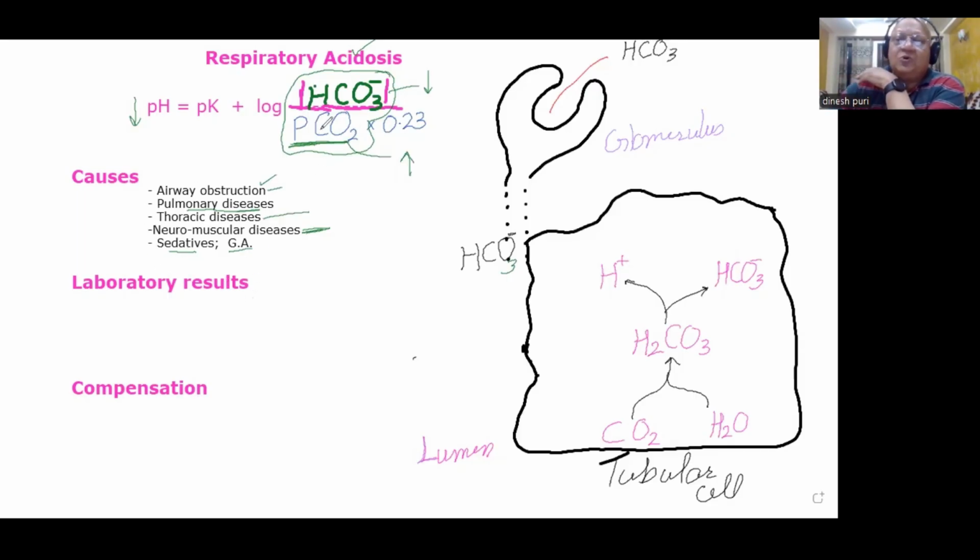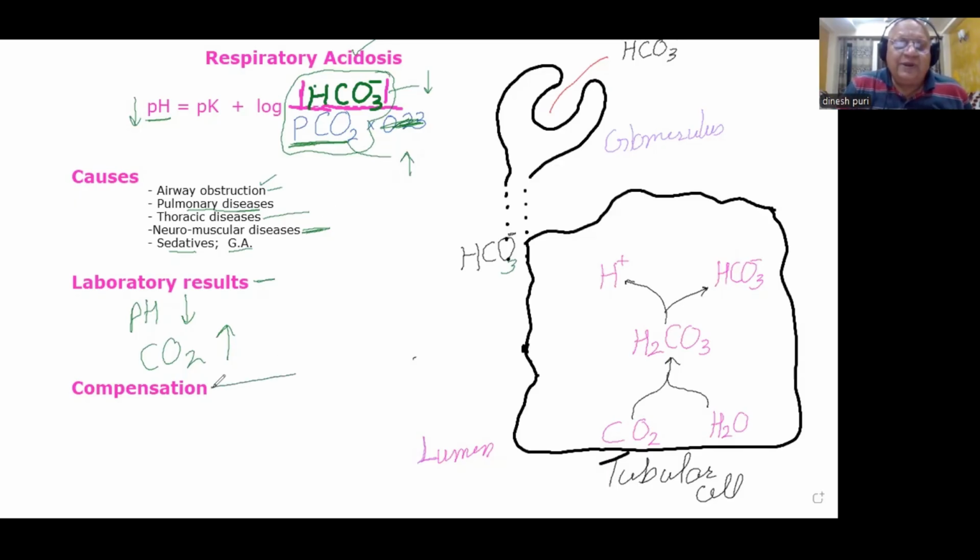And when PCO2 rises, I repeat, the ratio falls. And the fall in the ratio leads to a fall in the pH because this ratio is the only variable portion of the equation, as you can see. Laboratory results, of course: pH falls, then PCO2 rises, and bicarbonate concentration in the initial phases will be normal or maybe at best mildly elevated.